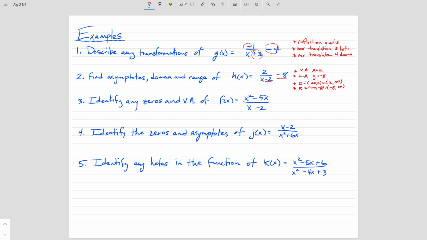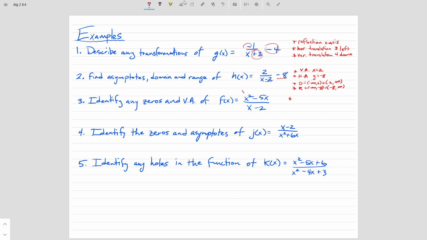Okay, question 3. Identify any zeros and vertical asymptotes of f of x equals x squared minus 5x over x minus 2. Okay, so this is information from the second slide because this is definitely not 1 over x. So vertical asymptotes come from factors of the denominator, but I also need to check if any factors cancel.